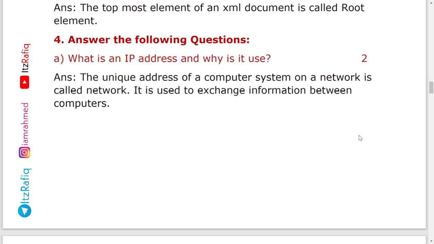Sorry, I made a typing mistake here. It should be: the unique address of a computer system on a network is called an IP address. It is used to exchange information between computers.